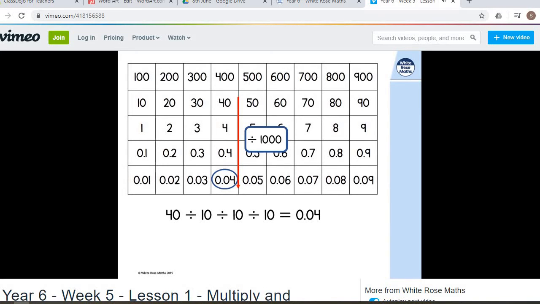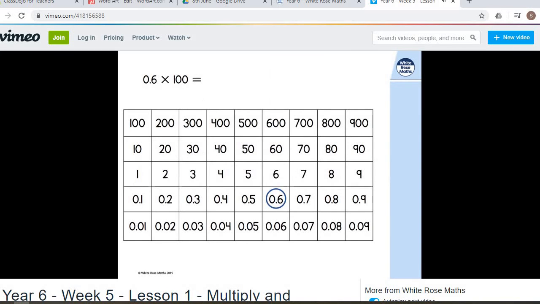We could say it's 40 divided by 10 divided by 10 divided by 10, or 40 divided by 1,000. They mean the same thing. So 40 divided by 1,000 is 0.04. If you have got it now, see if you can think about how we do 0.6 times 100. Let's have a look then. So hopefully you recognise that the counter would go up by 2 to 60. So 0.6 times 100 is 60.